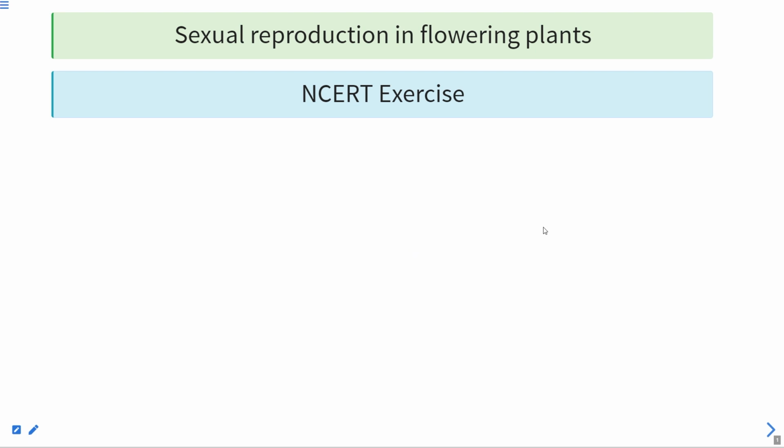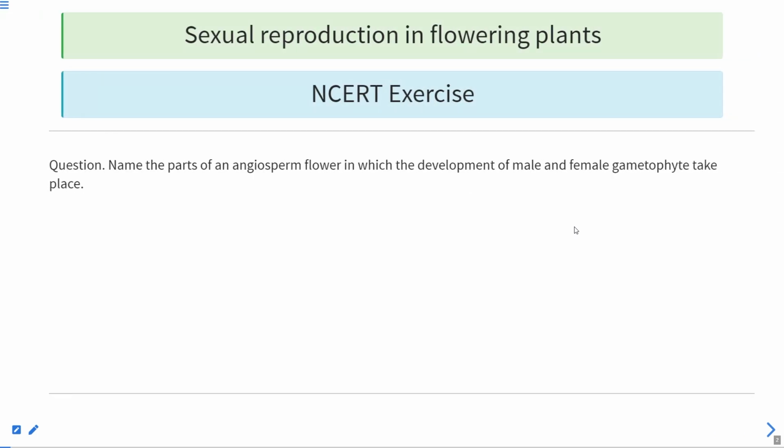So what are flowering plants? Flowering plants are the angiosperms. These are the flowering plants, means they flower. And you must be knowing about the structure of the flower. It consists of sepals, petals, androecium as well as the gynoecium. Clear? So let's start with this lecture.